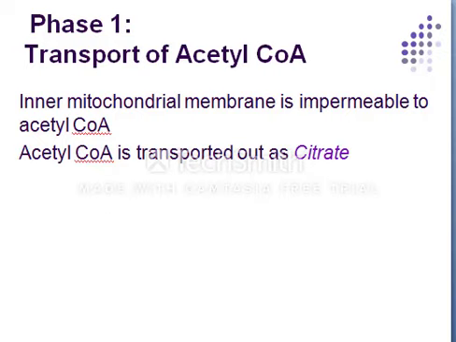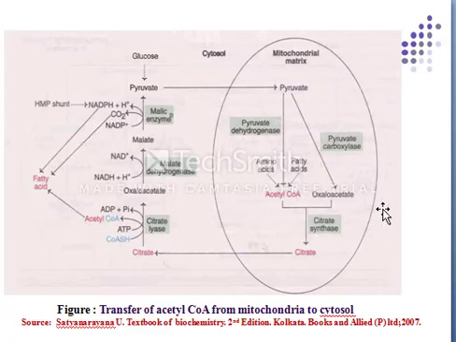So how does it come out? Let us try to understand here. The acetyl-CoA, which is generated in the mitochondria by the oxidation of fatty acid or oxidation of pyruvate, gets condensed with oxaloacetate in the mitochondria to form citrate. The citrate is freely transported across the membrane to the cytosol, where it is cleaved by citrate lyase to liberate oxaloacetate and acetyl-CoA, which is then involved in fatty acid synthesis.